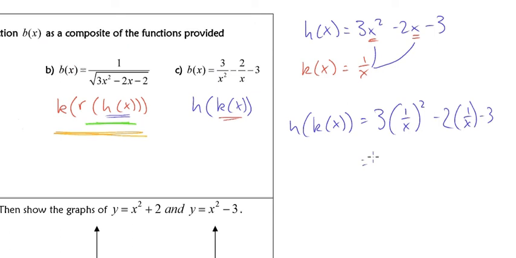I'd work through and I have 3 times 1 over x squared, which would simplify down to 3 over x squared, and negative 2 times 1 over x, so that's going to be minus 2 over x, and minus 3. So it simplifies down to 3 over x squared minus 2 over x minus 3, and hey, that's what b of x is. So b of x is h of k of x. We did a good job.